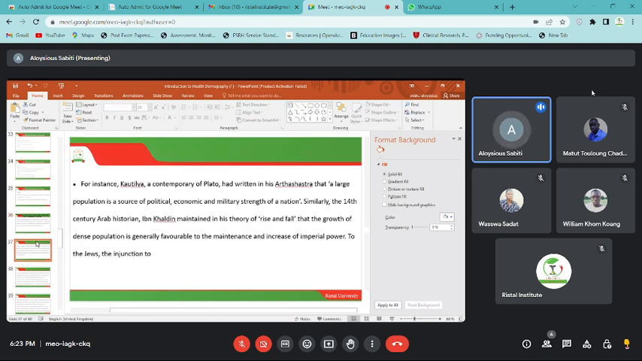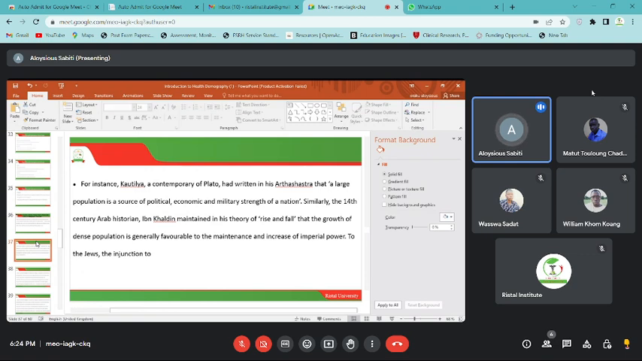Now, for instance, Kautilya of India, a contemporary, meaning a companion of Plato, had written in his Arthashastra, a document, that a large population is a source of political, economic, and military strength of a nation. Similarly, in the 14th century, the Arab historian Ibn Khaldun also maintained in his theory of rise and fall that the growth of dense population is generally favorable to the maintenance and increase of imperial power.